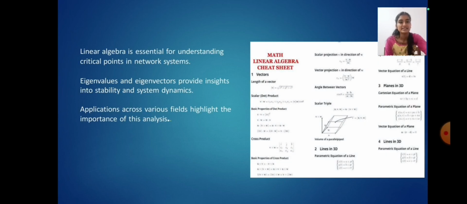Linear algebra is essential for understanding critical points in a network system. Eigenvalues and eigenvectors provide insights into stability and system dynamics. Applications across various fields highlight the importance of analysis. We already know a lot about linear algebra, that are eigenvalues, eigenvectors, etc.